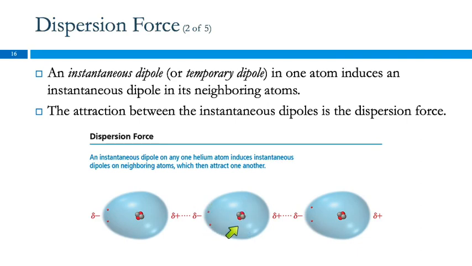And this one now is going to cause a dipole in a neighboring atom, because this one's lopsided, and so it's going to pull the electrons from another one. Does that make sense? This attraction between the instantaneous dipoles is what's known as the dispersion force. It occurs in all atoms, all molecules. Everything has dispersion forces because the electrons can get lopsided.